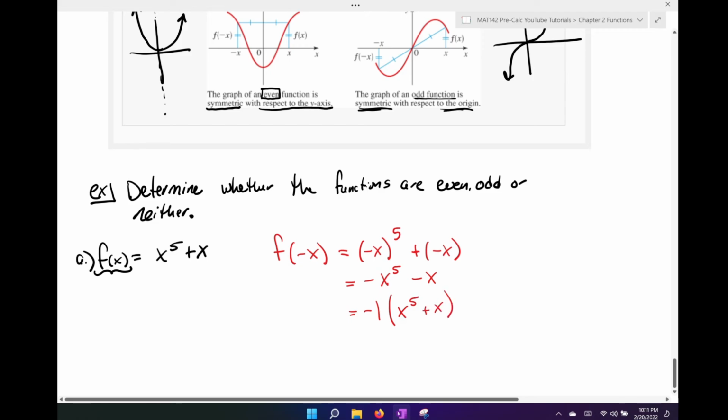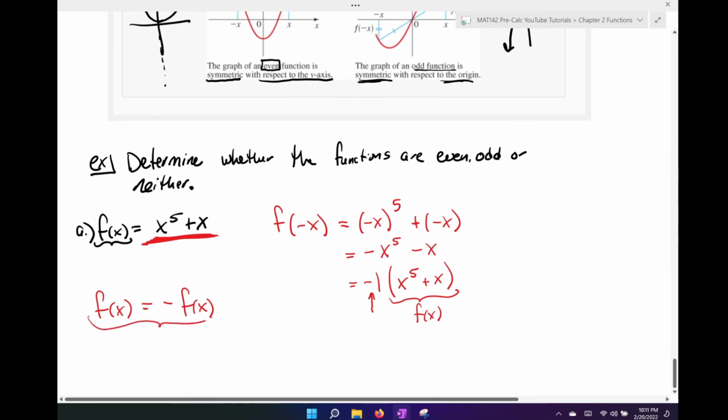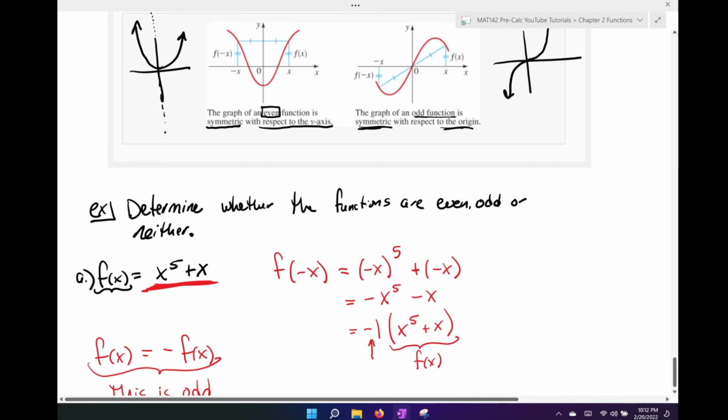So notice that right here is f of x. All right, that's clearly stated over here on the left-hand side. And now look what you have in front of it. You have a negative 1. In other words, you have f of negative x equals negative f of x. And according to our definitions above, this is odd. Okay? So x to the fifth plus x is an odd function. Therefore, you should see symmetry with respect to the origin.